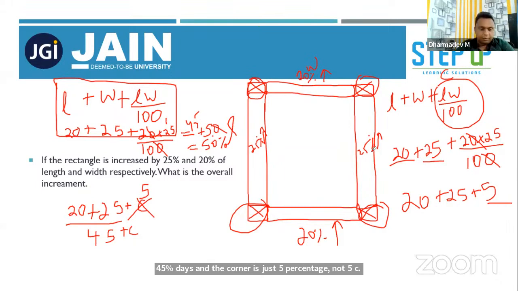Are you clear with that? 5 equals C, not 5 into C. Are you clear with that? Yes. So it makes 45 plus 5, 50%. Are you clear with that? Are you clear?